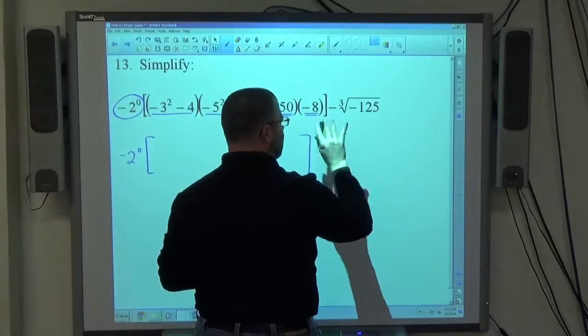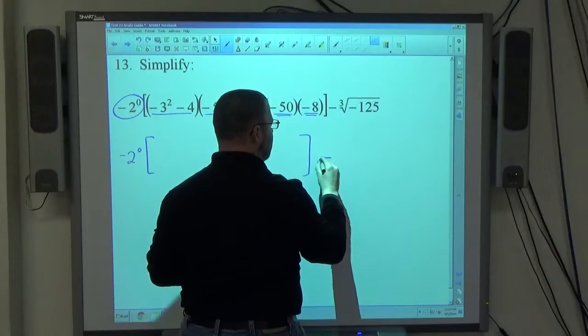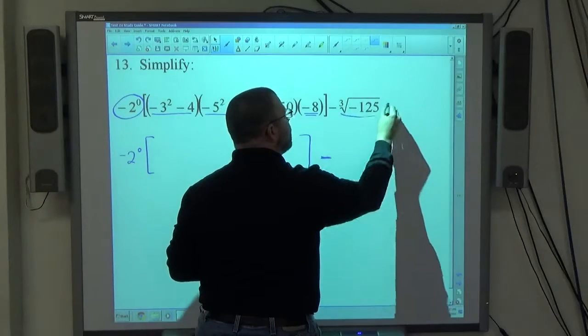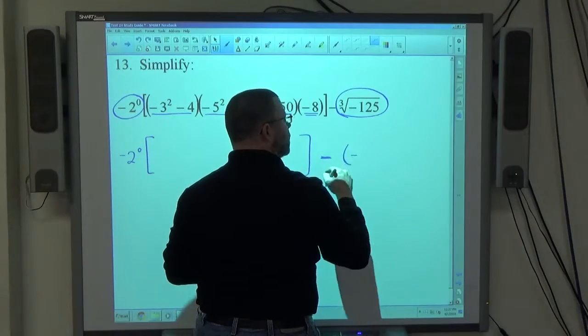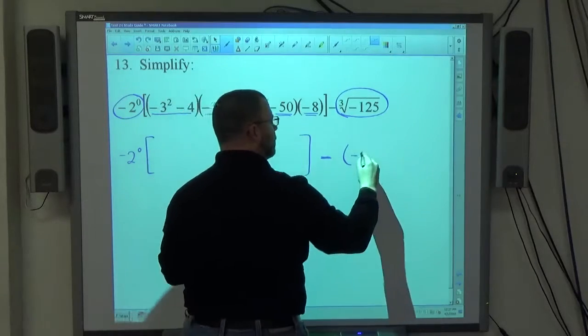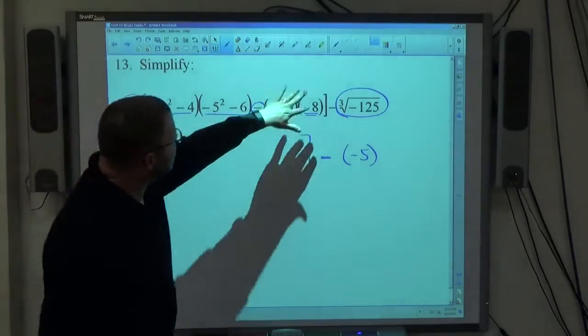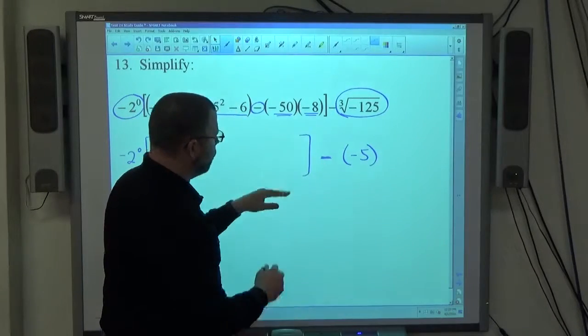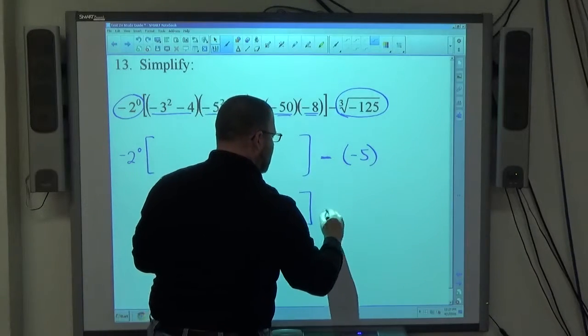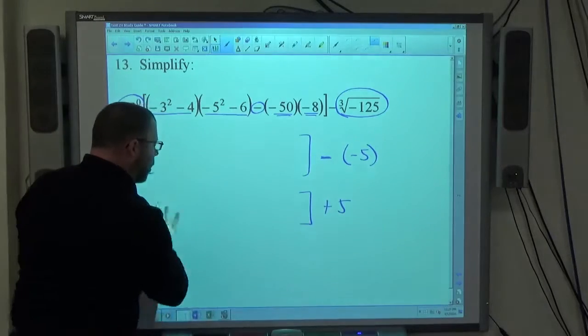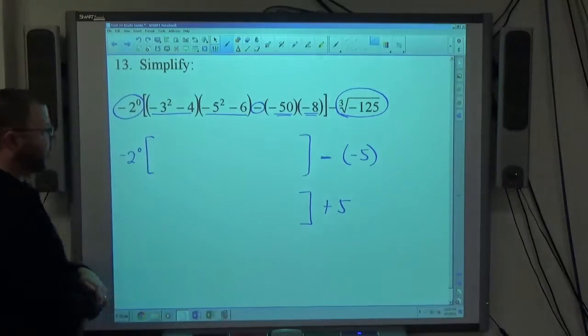And that's also outside, but it's subtracted, so I can just go ahead and evaluate that right away. The cube root of a negative number is going to be a negative number, and 5 times 5 times 5 is 125. So that's minus negative 5 is what ends up happening there. And again, that is a subtraction symbol. So when I go next step down, minus negative 5 is plus 5. I have to evaluate all this stuff first before I add 5 at the very end.